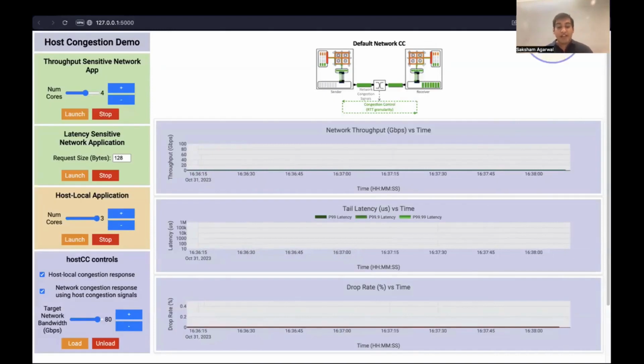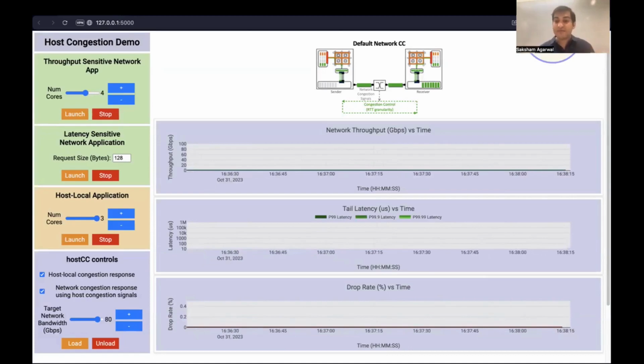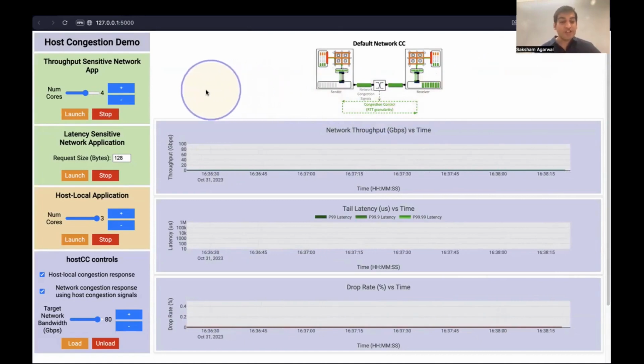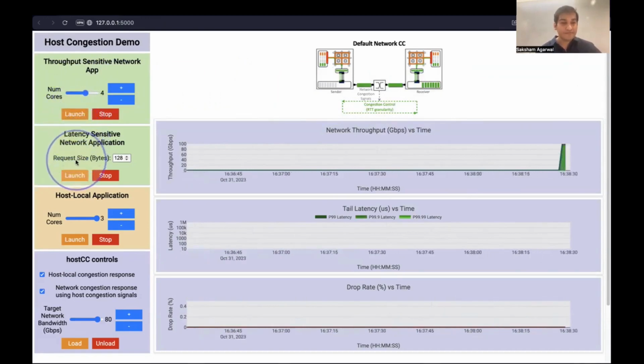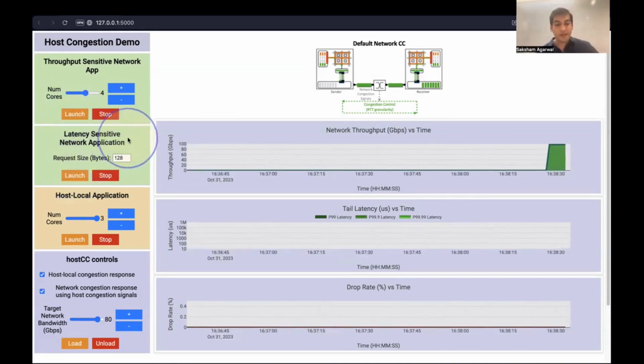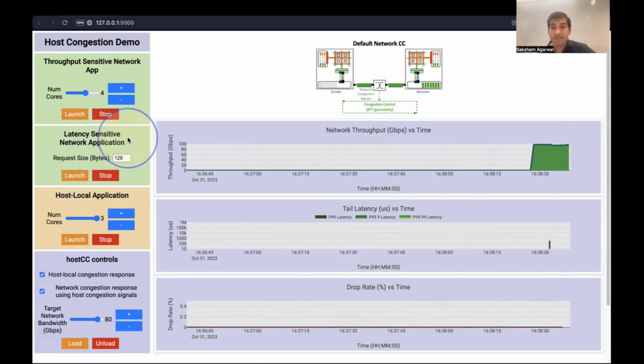Okay. The dashboard here will display the metrics in real time as I'll run the experiments on my local testbed at Cornell. Okay, so let's go ahead and launch the throughput-sensitive application and the latency-sensitive application. I've provisioned enough CPU cores for each of the applications so as to ensure that there are no CPU bottlenecks in the system.